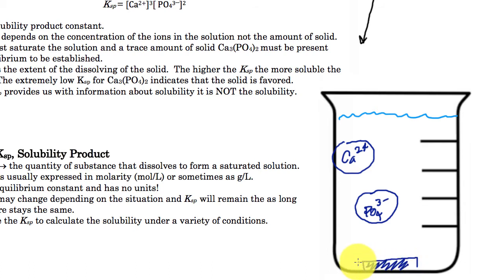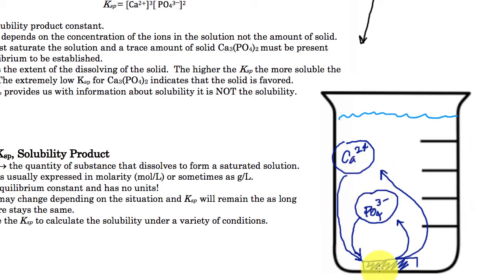When we get to a point where we create a saturated solution, where we can no longer put any more ions in solution, these ions are going to start to form into the solid phase, and then that solid phase is going to break back down into the various ions. So what we're establishing when we create a saturated solution is an equilibrium system. It's constantly bouncing back and forth between the solid phase and the ion phase.